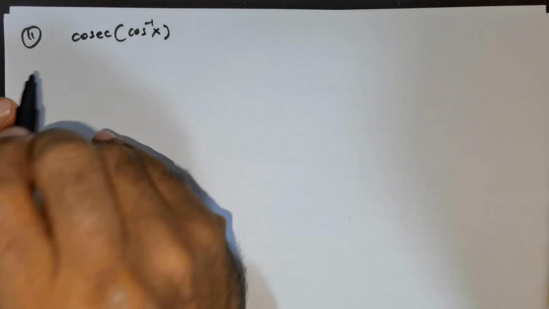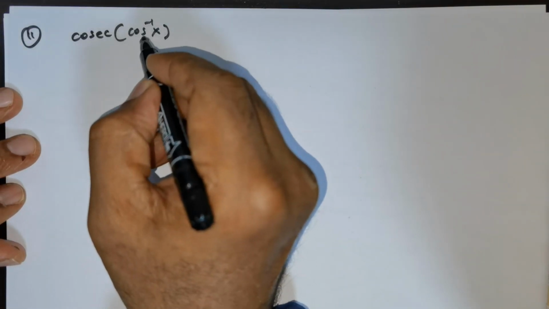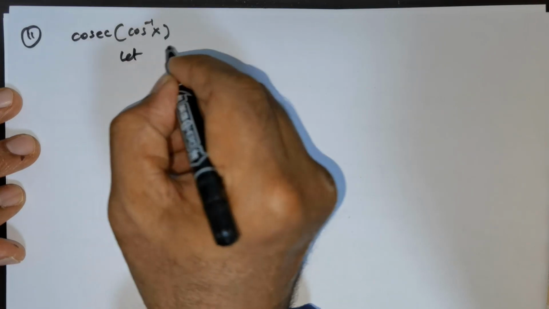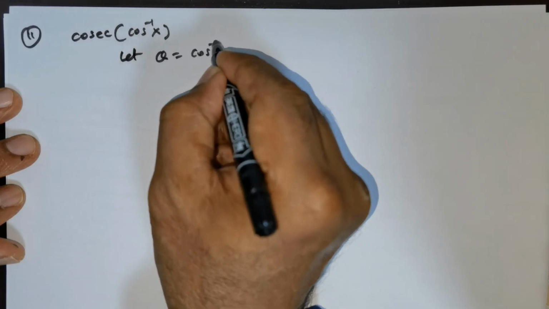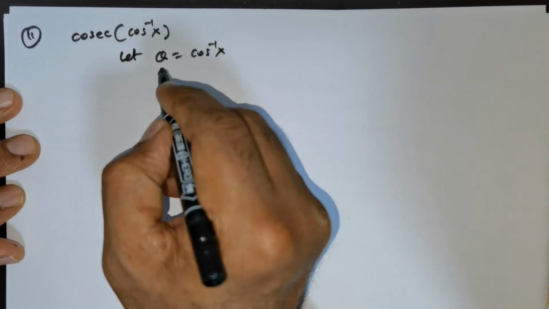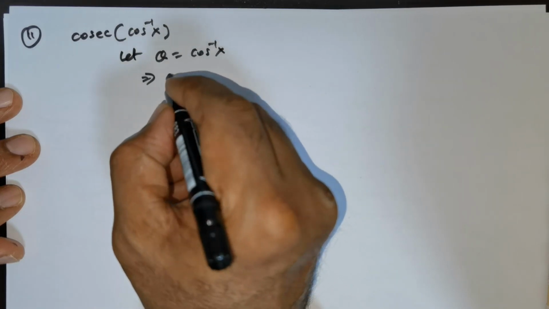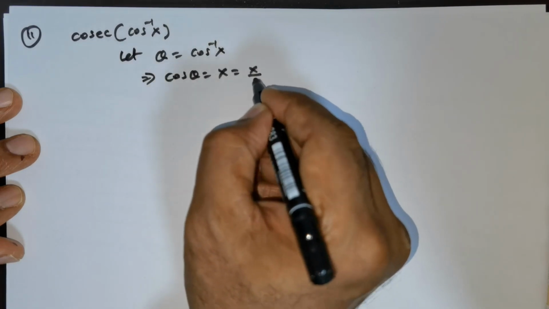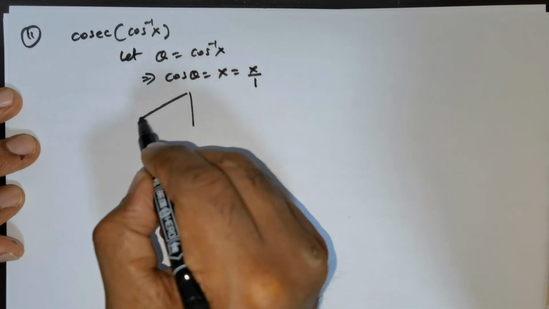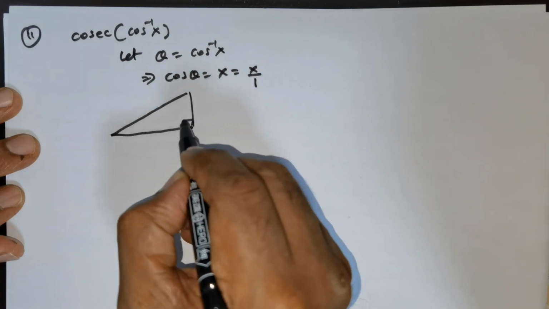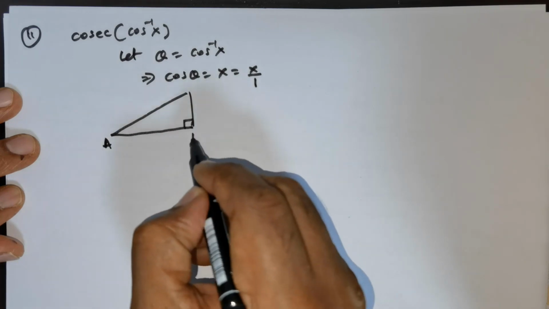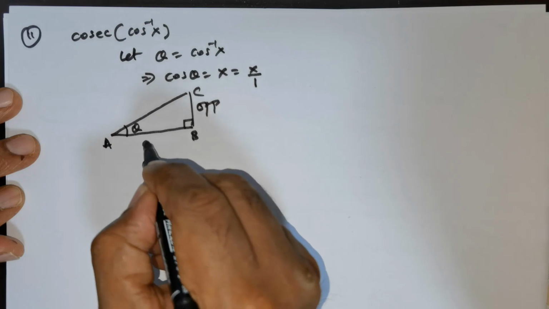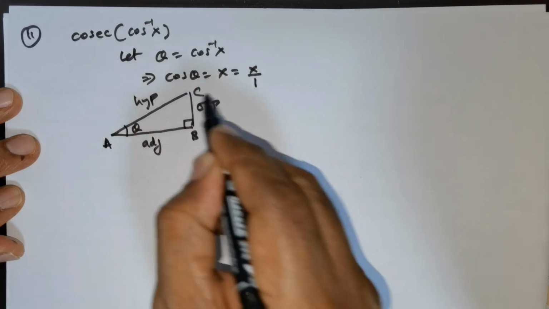Now we got the 11th question, cosecant of cos inverse of x. Now what I wish to do is take theta to be equal to cos inverse of x. So if I were to move cos inverse to the left, I would get cos theta is equal to x, which is nothing but x over 1. Now draw the right triangle. So you got A, B, C. This is opposite side, this is adjacent side, this is hypotenuse side.